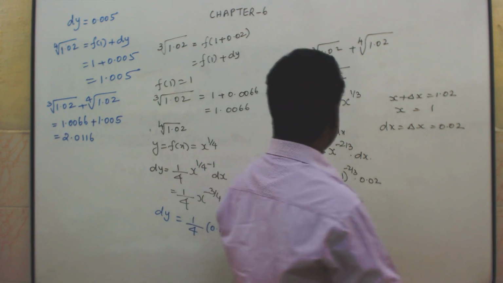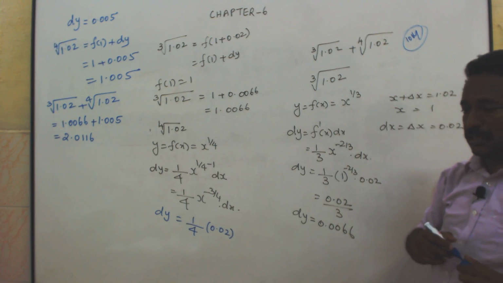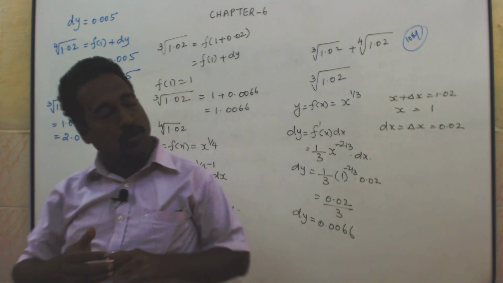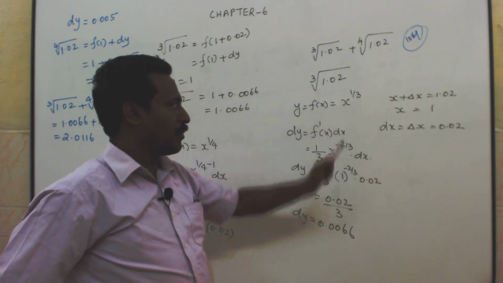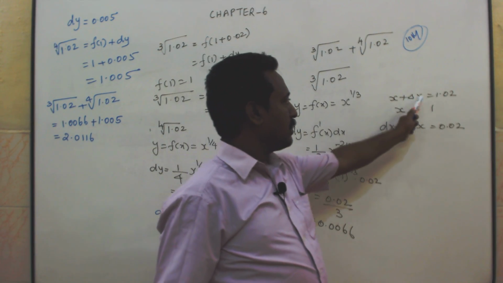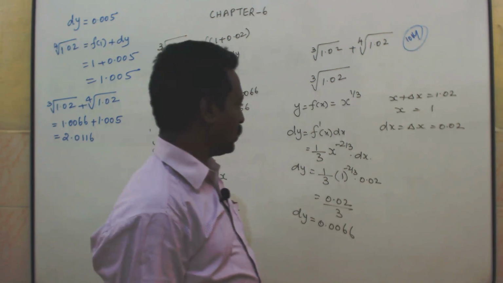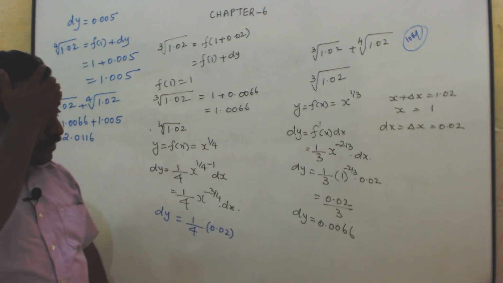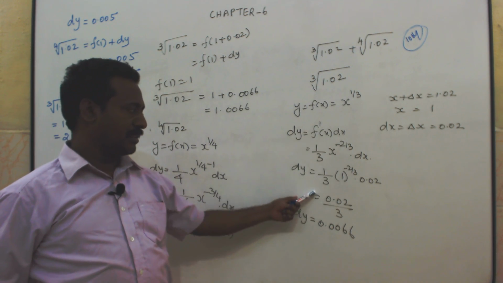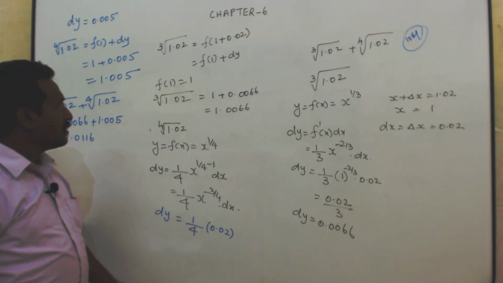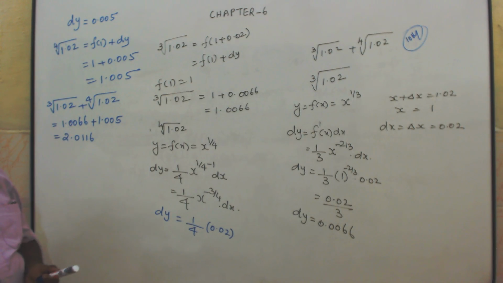Listen again. It is a 10 mark question. In this exercise only one 10 mark. Cube root of 1.02 plus fourth root of 1.02. Cube root of 1.02, that is y equal to f of x, x power 1 by 3. x plus delta x equal to 1.02, x is equal to 1. dx equal to delta x approximately 0.02. Then dy is f dash of x dx, 1 by 3 x power 1 by 3 minus 1, minus 2 by 3 dx, just substitute and simplify. Same way for the fourth root, calculate, then add these two, you will get the result.